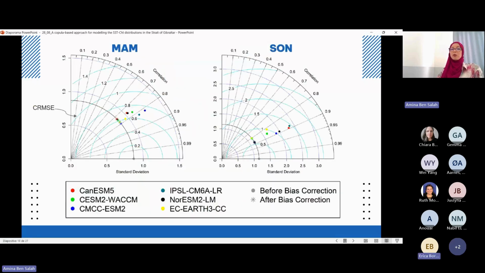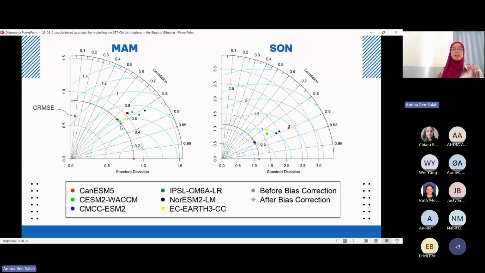Here, a Taylor diagram illustrates the performance of different climate models in reproducing the historical SST variability. The models are compared to observation in terms of correlation here, the standard deviation, and this black arc represents the standard deviation of the observed data, and in terms of centered root mean square error, which is represented by these blue arcs. The dots represent the models before bias correction and the stars after bias correction.